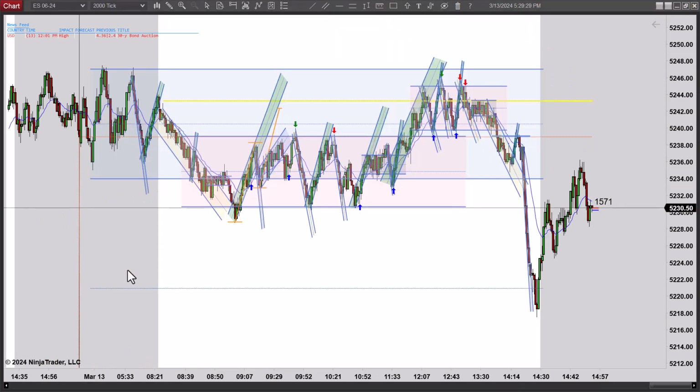Okay, here it is, and we started out in this larger light blue channel, and then we just kind of got stuck in this pink one, and then we broke higher and we're stuck in this one before this big sell-off came, and then we rallied most of that back. So a really strange day.